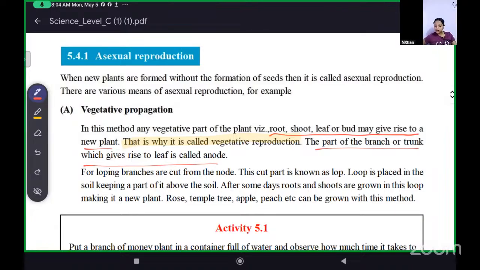Now, after some days, roots and shoots grow in this loop, making it a new plant. Rose, temple tree, apple, peach, etc. can be grown with this method.